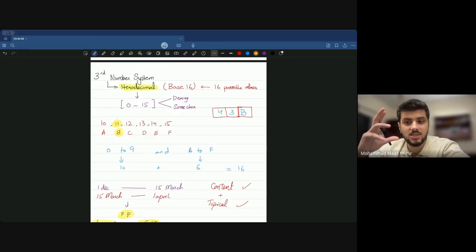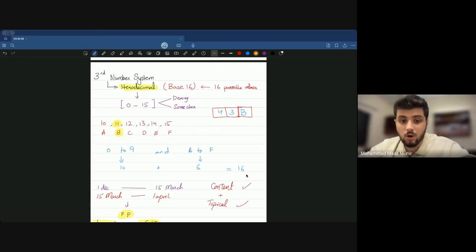Now everybody in the chat box, quickly, is the logic behind hexadecimal clear? What do we mean by A to F? What do we mean by it having this combination of denary and some characters A to F? Why do we call it base 16, having 16 possible values? What are those 16 possible values? 0 to 9 and A to F. Perfect, that's good to know.